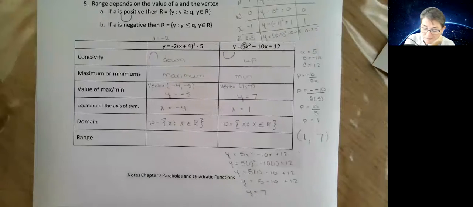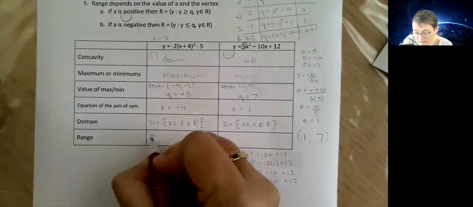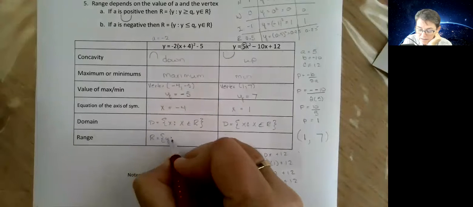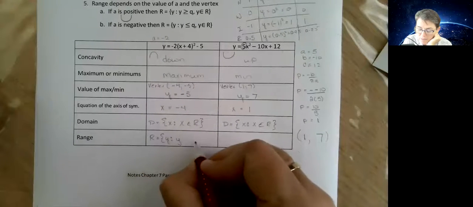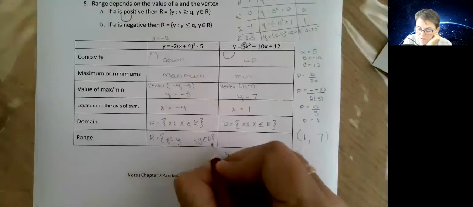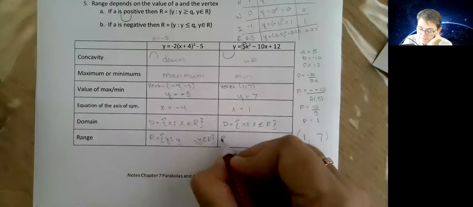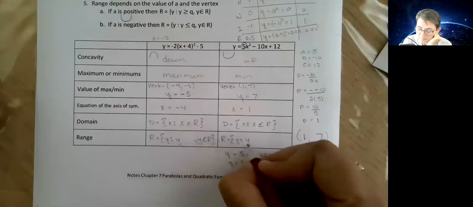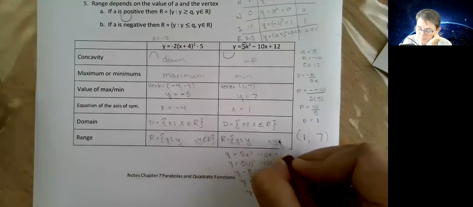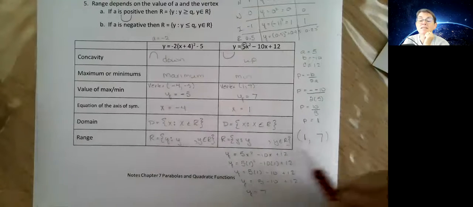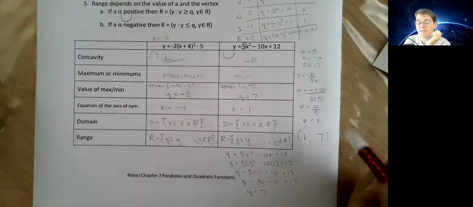All right, I digress. So range is equal to y such that y, I'm going to leave a blank. I do it all the time. I do it like that because that much is the same all the time, so I can put that down. Now I have to stop and think.